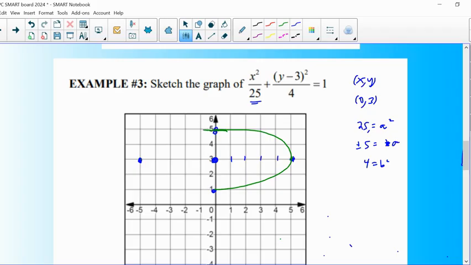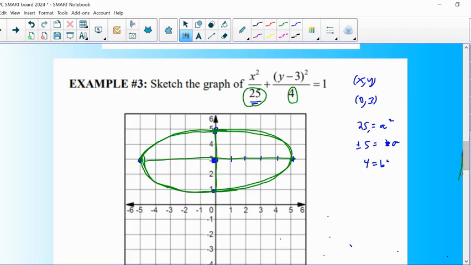Now, ellipses, like I said, have an x squared plus a y squared, or a y squared plus an x squared. And circles, x squared plus y squared. But you could make an argument that circles are like ellipses that have the same radius in both directions, right? Okay. The major axis would be 2 of these 5s, which is 10. You can clearly see that the major axis is 10. And then 2 of the 2s, which is 4.